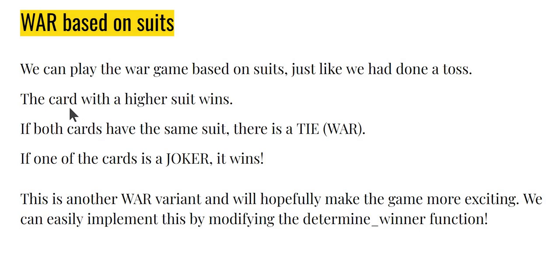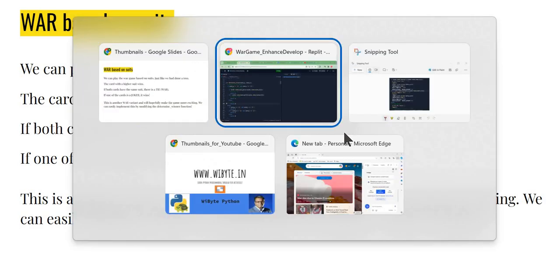Rules are simple. The card with the higher suit wins. If both cards are the same suit, there's a tie, or in other words, a war. And if one of the cards is a joker, well, that joker wins. Like I said, this is another war variant, and hopefully this will make the game more exciting because one would think that this will lead to more wars coming up. For us, this is quite easy to implement because we have to just modify our determine winner function. Let's see how we do this.